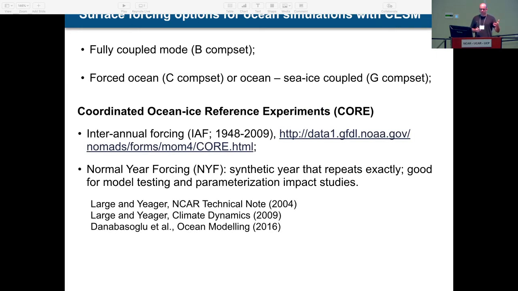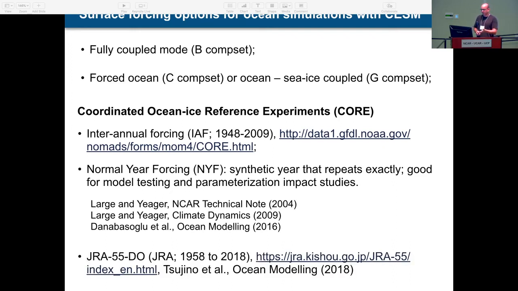And then for the forcing protocols, we have basically 2 different protocols. The first one is the CORE forcing. I'll leave the details here for those of you interested to look at afterwards. And then more recently, you're using the GRA 55 protocol.